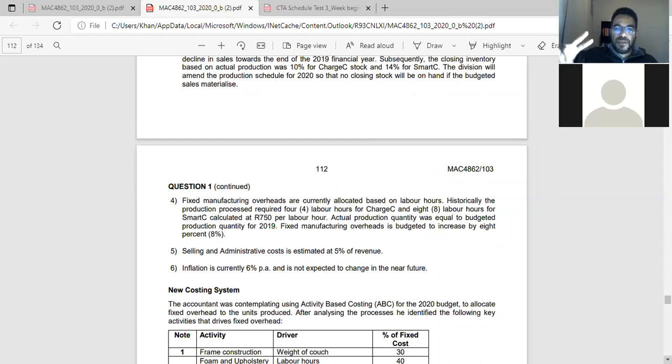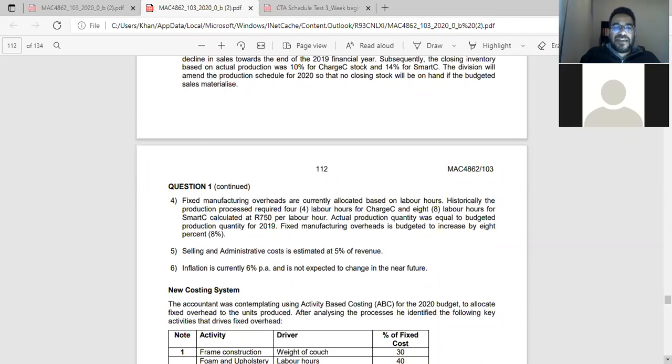Now, the absorption costing system is broken up into two aspects. So you have the absorption costing system where fixed manufacturing overheads are allocated using the traditional costing method. And then you have the absorption costing system where fixed manufacturing overheads are allocated using the activity-based costing, ABC, method. So just take note of that. Now, the traditional costing method is what you have always been doing, allocating overheads based on labor hours, labor costs, machine hours, material costs, or units of production.